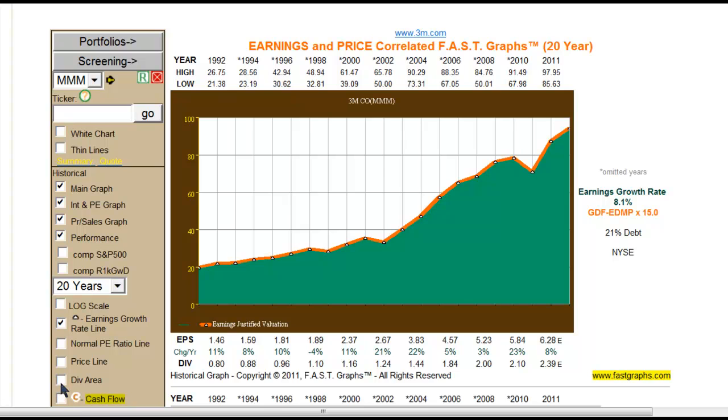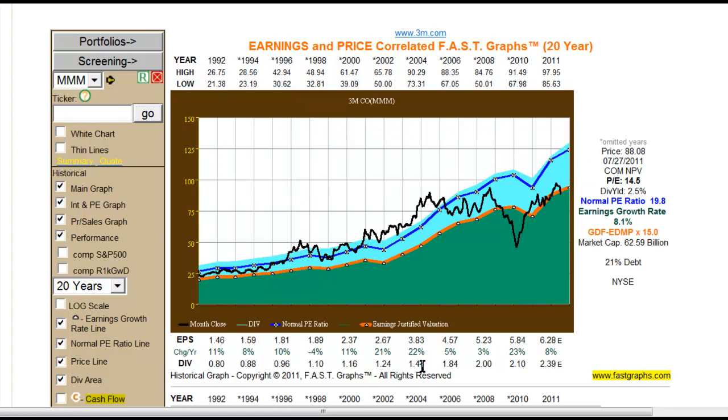In order to illustrate that, we're going to add the dividend and the price line, and then finally the normal price earnings ratio to this graph. Now what you see here is that we have the same orange earnings justified valuation line that represents a PE ratio of 15 times earnings, but now we've added the blue normal price earnings ratio line, which for this example represents 19.8 times earnings.